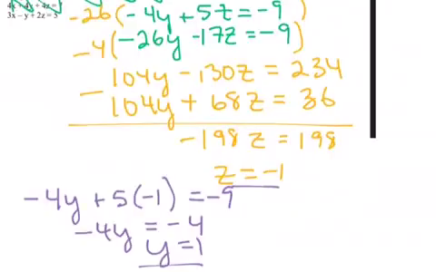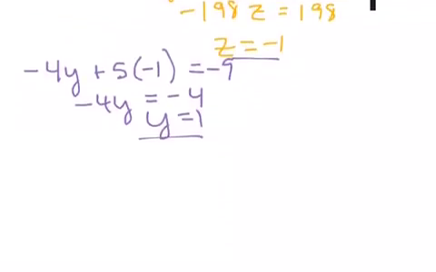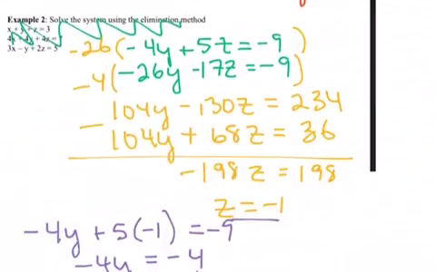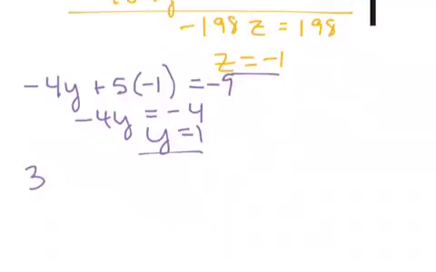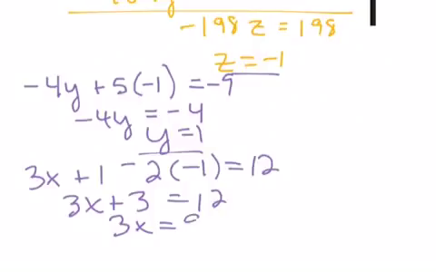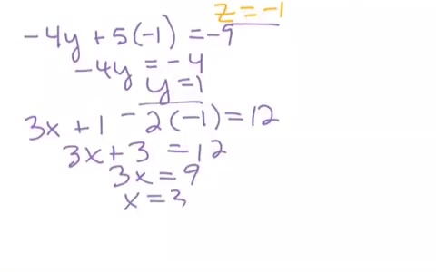Almost there. So if I plug these both back into one of the original equations, maybe I use this top one, I'm going to get 3x plus 1 for y minus 2 times negative 1 has to equal 12. So I get 3x plus 1 plus 2. So that's 3x plus 3 is equal to 12. So 3x is equal to 9. X equals 3. So my solution is 3, 1, negative 1.